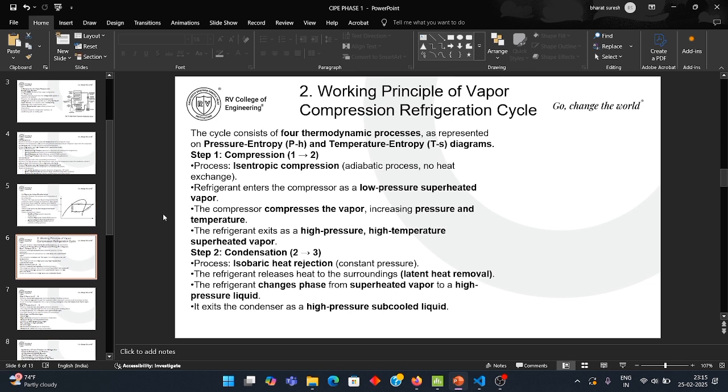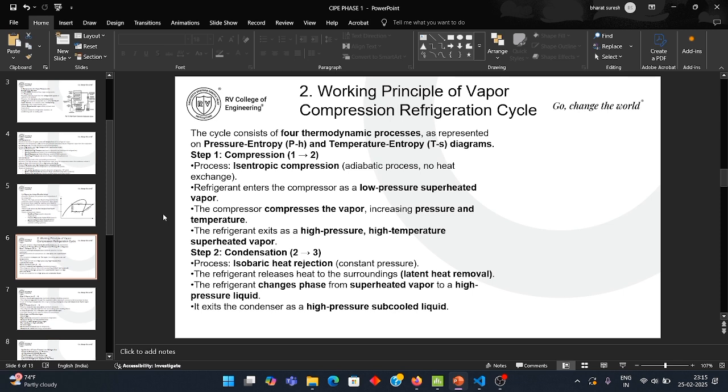The working principle of a vapor compression refrigeration cycle involves four thermodynamic processes, as represented on pressure-entropy and temperature-entropy diagrams, which will be explained using the simulation. Step 1 involves an isentropic compression. Refrigerant enters the compressor as a low pressure superheated vapor. The compressor compresses the vapor, increasing pressure and temperature. The refrigerant exits as a high pressure, high temperature superheated vapor.